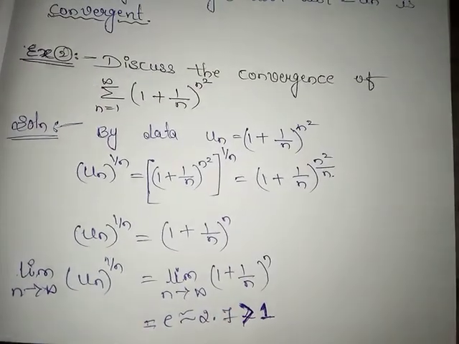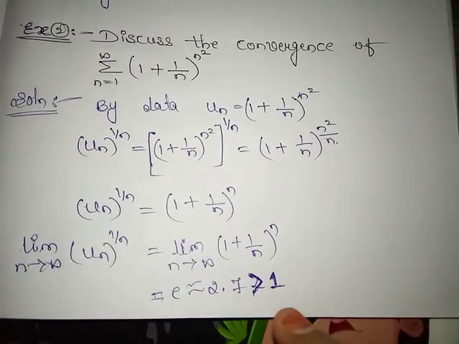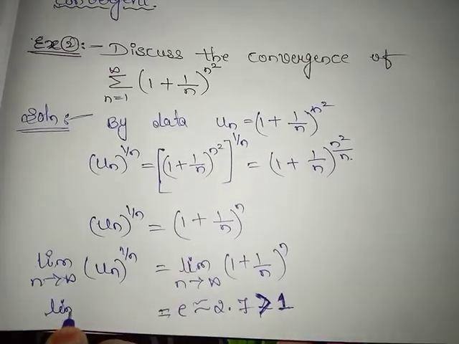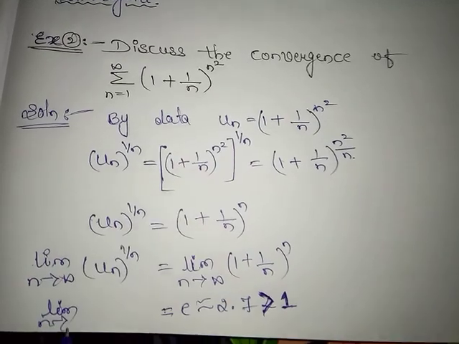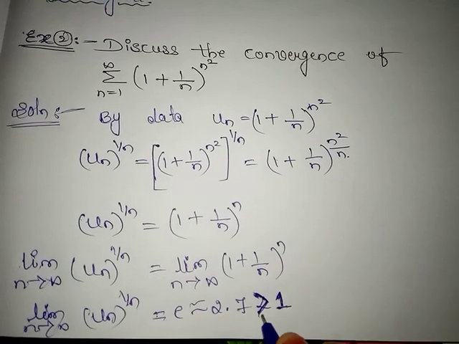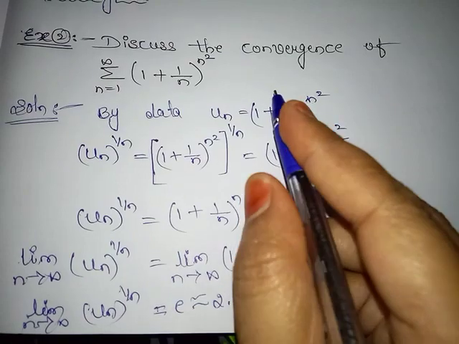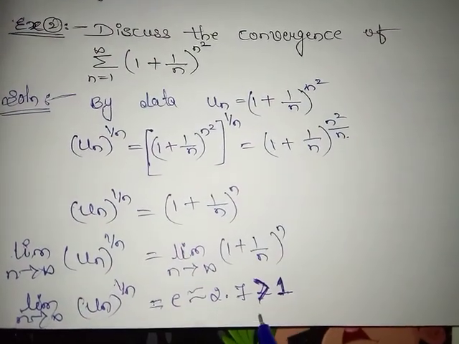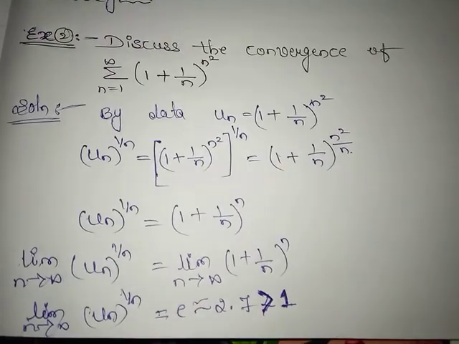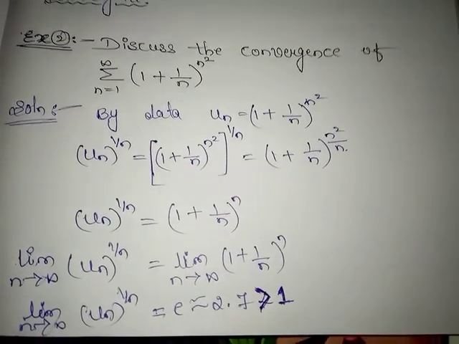We know that our given series is divergent if limit n tends to infinity un raised to 1 by n is greater than 1. Therefore this series is divergent. Remember, according to Cauchy's root test, if this limit value is greater than 1, the given series will be divergent.